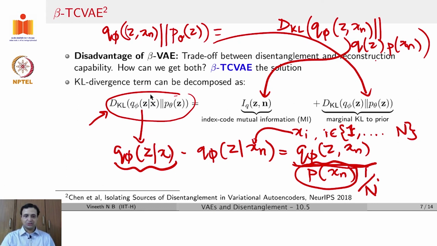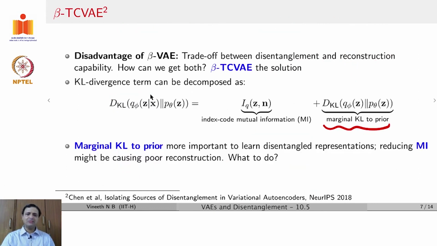Now how does this decomposition help? Once we have this decomposition, one notices that the second term here is the marginal KL. We're going to call that the marginal KL because the approximate posterior has now been marginalized. Earlier we had q phi of z given x, but that got marginalized and the other term now came into the mutual information.